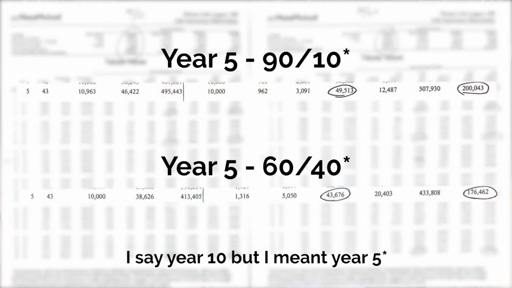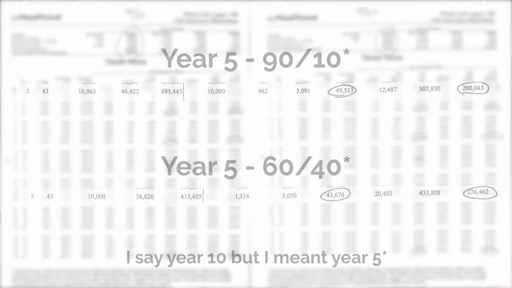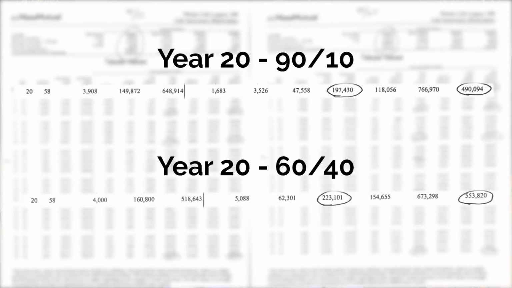In year 10, I see the same thing: $49,000 on my 90-10 illustration, $43,000 on my 40-60 illustration. Let's go down to year 20, though. Looking at my 90-10 illustration, I have $197,000 that I am able to borrow out and use for that year. On my 40-60 illustration, I have $223,000 that I am able to loan out.